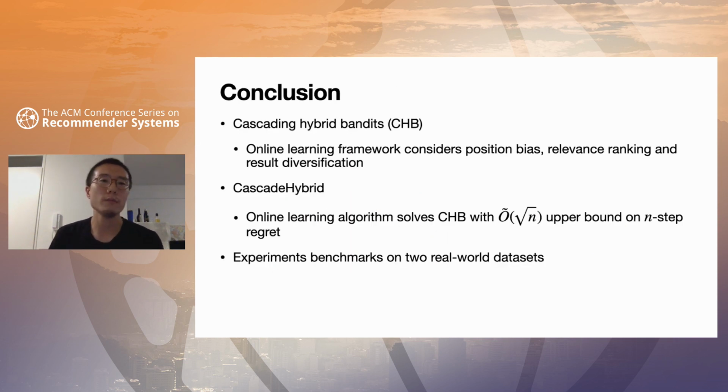Now let's conclude the paper. In this paper, we formulate a novel online learning framework which considers position bias, relevance ranking, and result diversification. We call this problem cascading hybrid bandits. And we propose the cascade hybrid algorithm to solve this problem. And we show the algorithm is theoretically efficient and also empirically efficient.